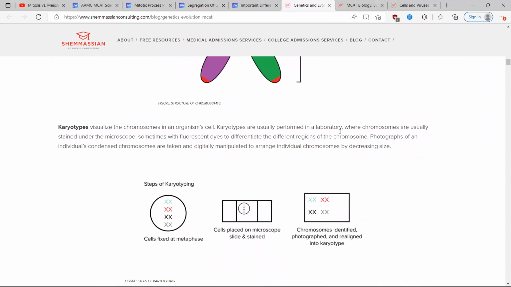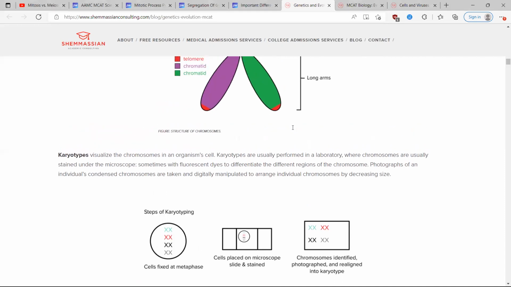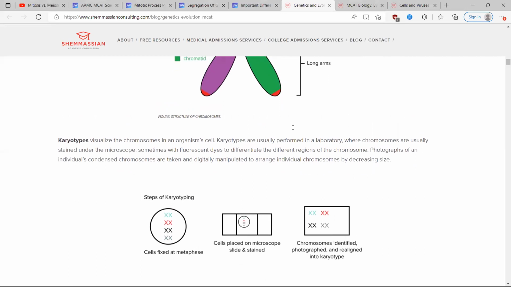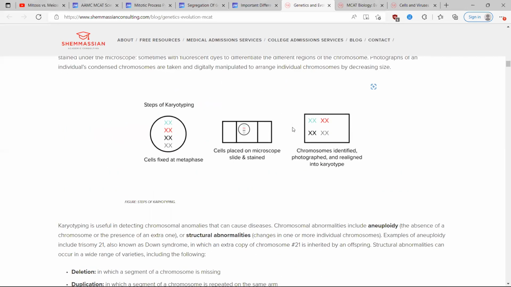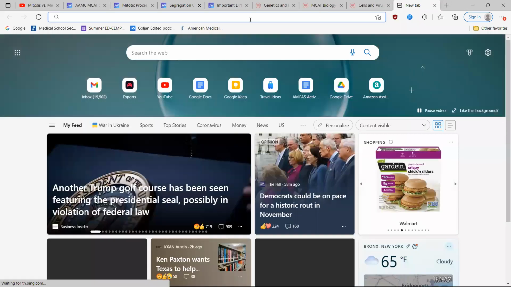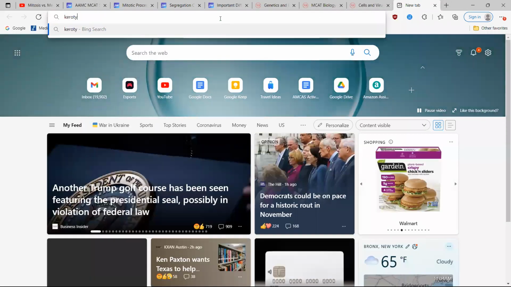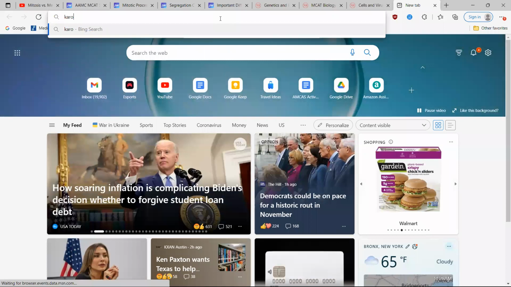karyotypes. Sure, okay, so karyotypes are how we stain and see our, what's that word? It's not chromosome, how we see our genotype, I think, maybe? The word is slipping my mind. But karyotypes are very, very cool because I think it might be genotype. Karyotype.